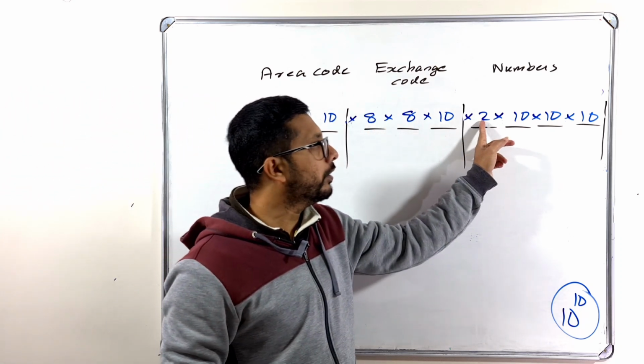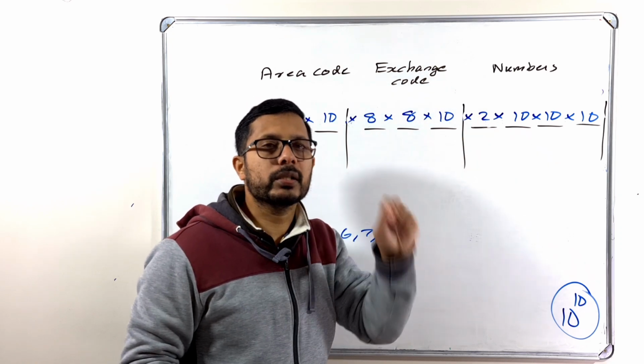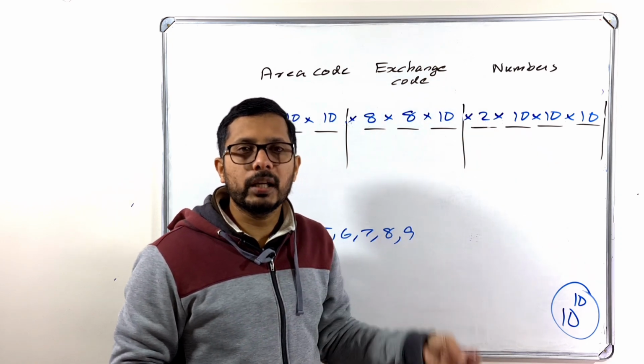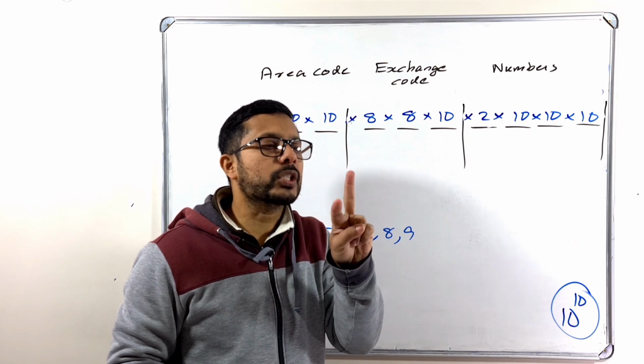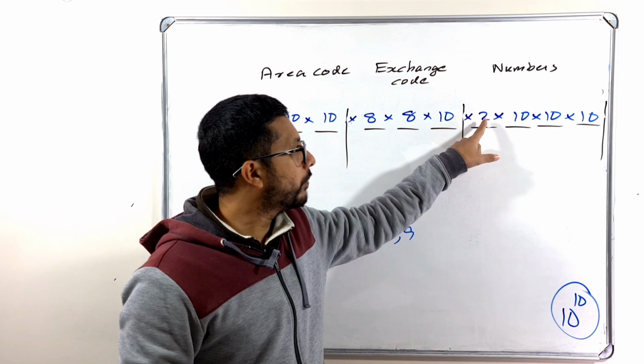And here there is a difference. Here they are saying that the first digit must be 0 or 1. They are giving only 2 options for us. We have to take either 0 or 1. That means we have only 2 options. That is why these two.